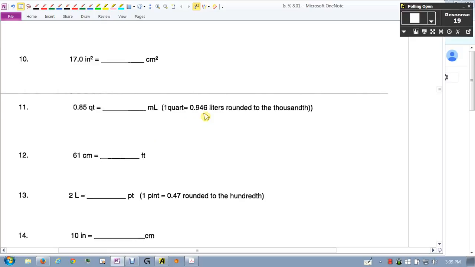So what if you didn't have this? Well, in the real world, we're in the day and age of the computer, right? You could have just typed in exactly 0.4 liters per second to quarts per minute, and it would do it for you. But there's our conversion. 1 quart is 0.946 liters.